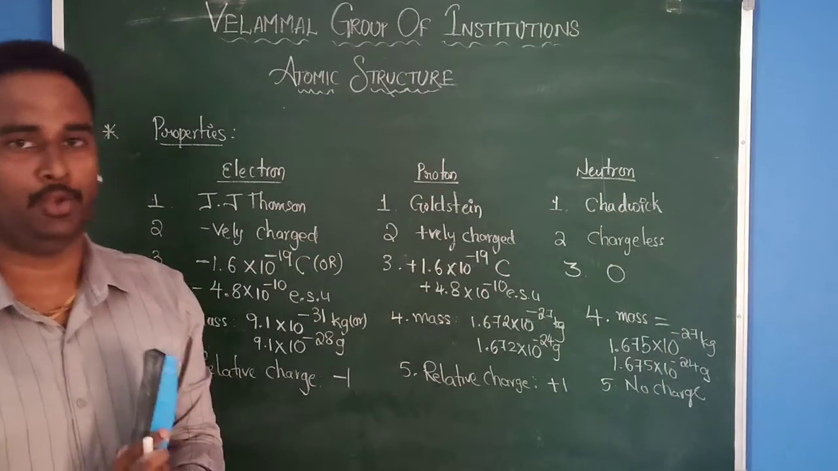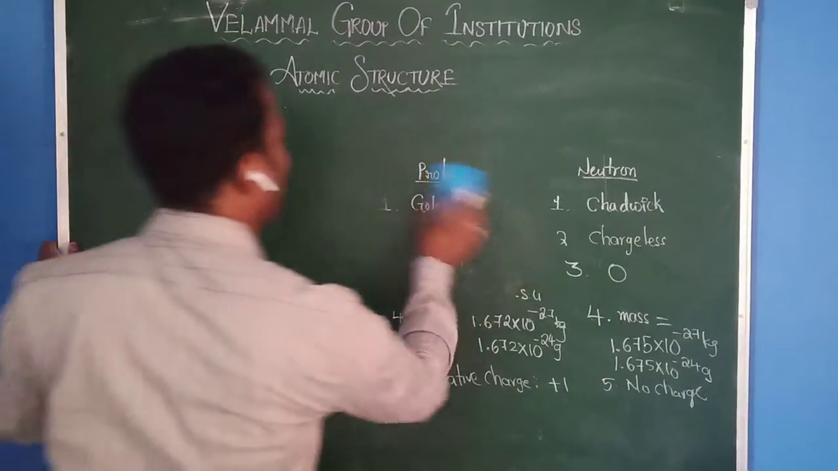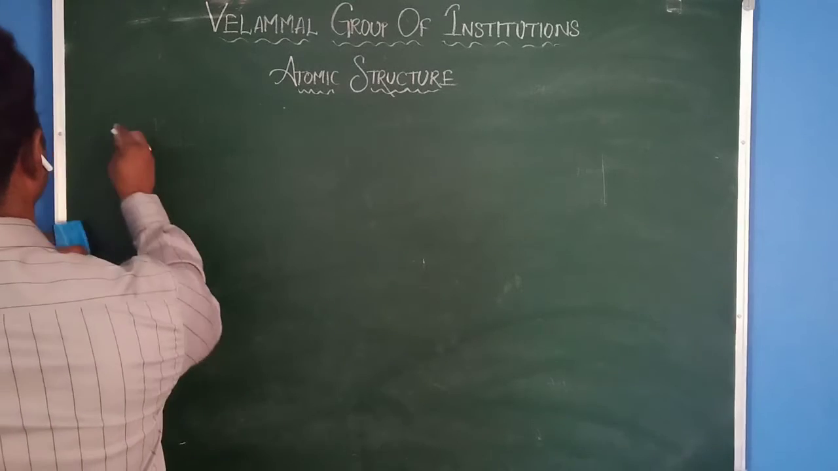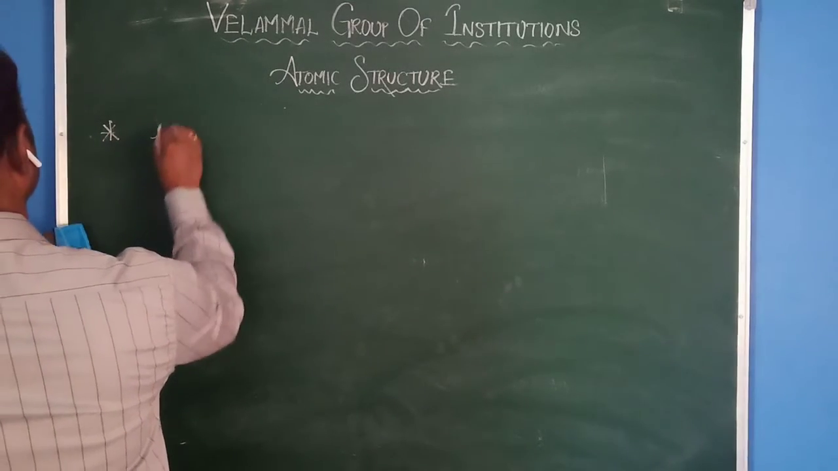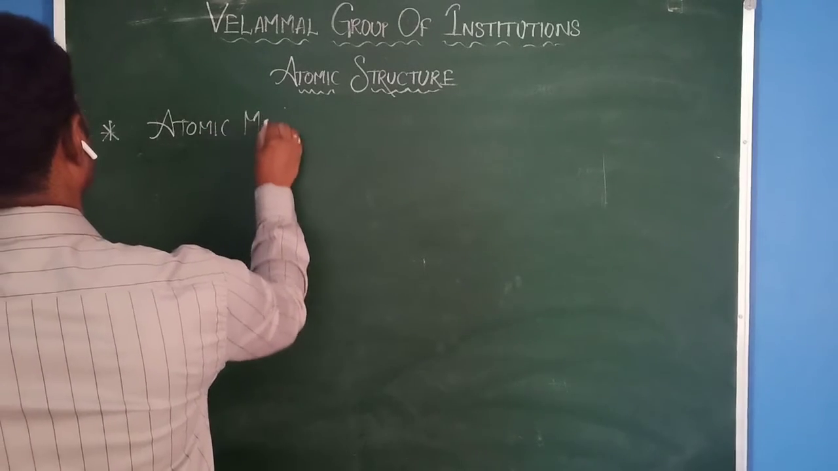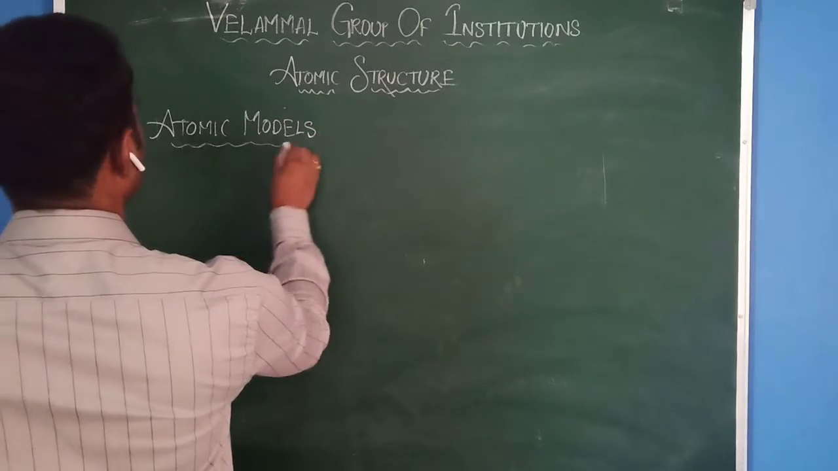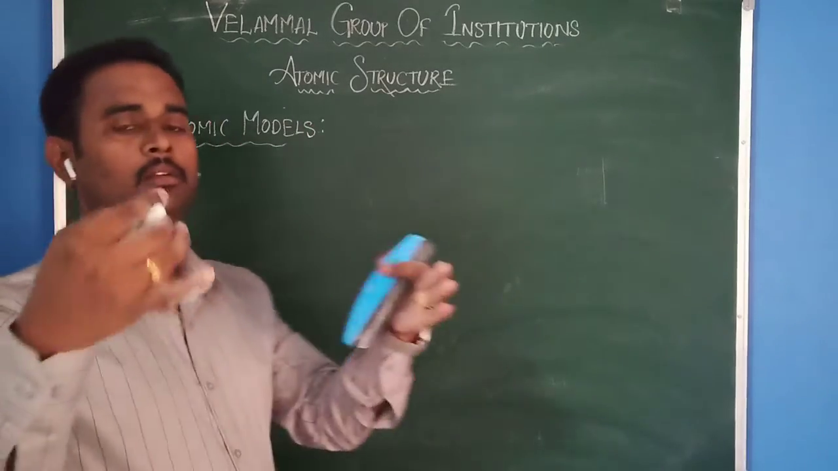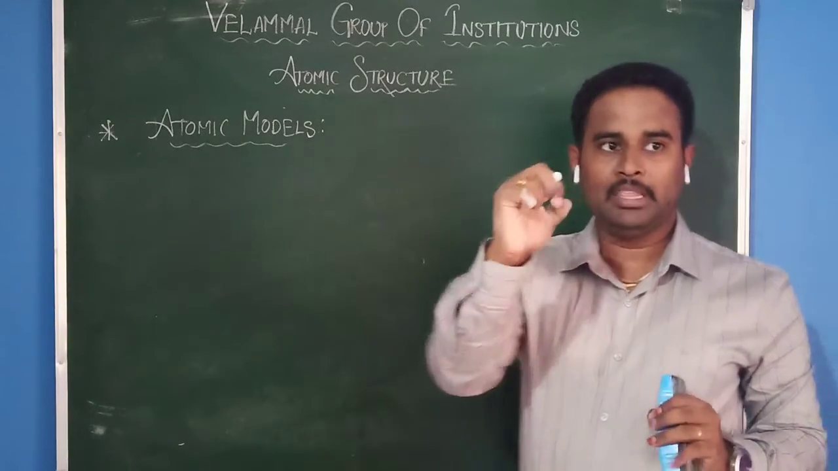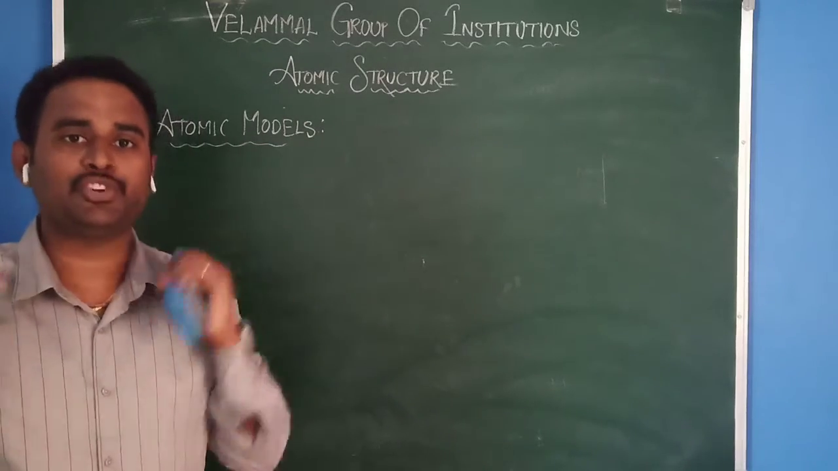Let us discuss the next one, atomic models. That means to know the structure of the atom, so many scientists did different types of experiments to find out the internal structure of the atom.